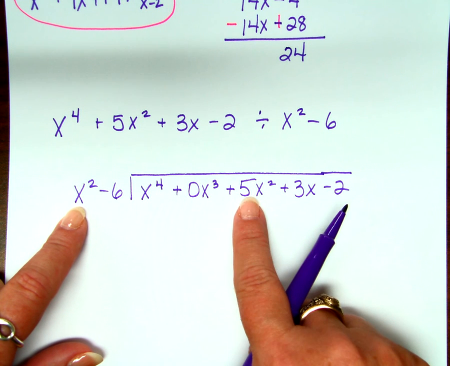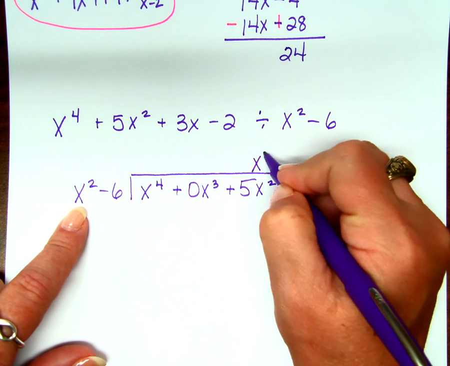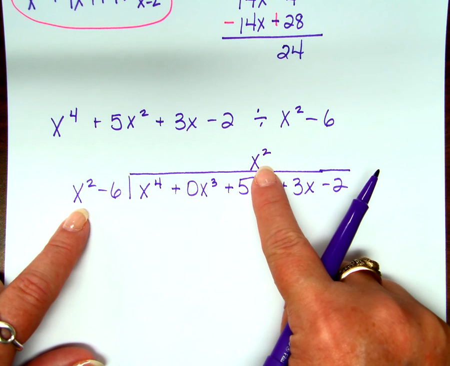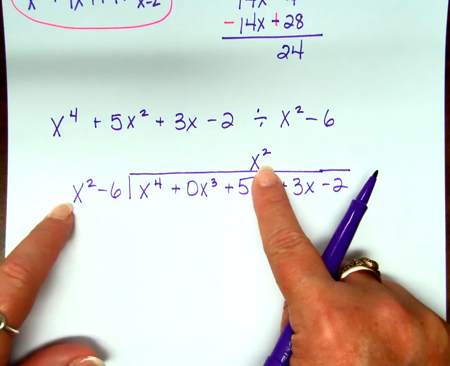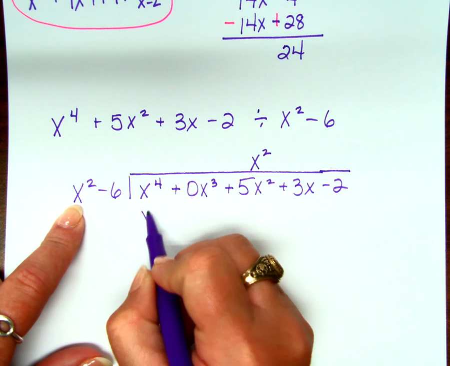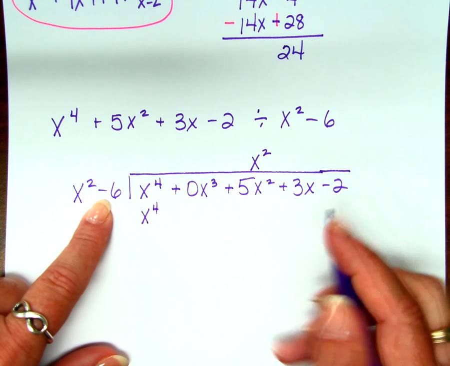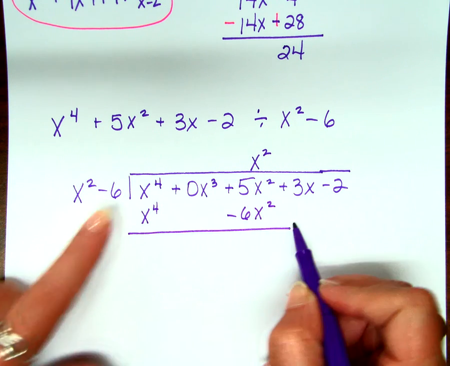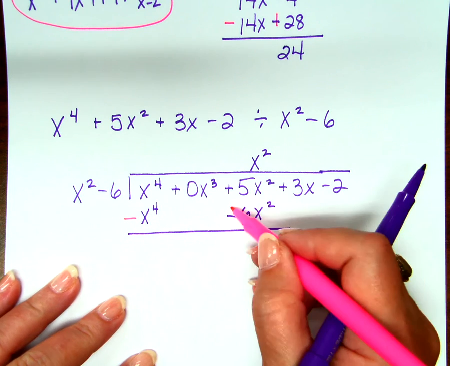Above the 5, right? Because it's x squared, so I want it to go above its like terms, right? So x squared here. Now what do I do with this x squared? Multiply it by this, what I'm dividing by, right? So it's x squared times x squared. X to the 4th. What's x squared times negative 6? Negative 6x squared. And now, subtract.